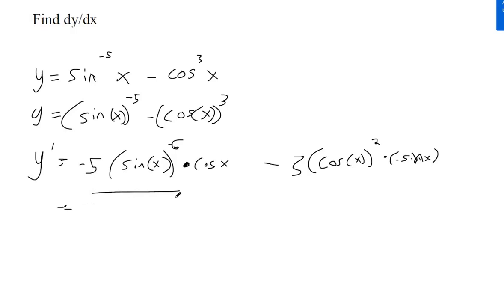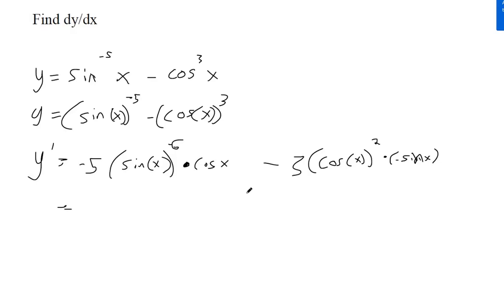This term is fine. We can keep that the same. This term, negative times a negative, makes a positive. And I guess, I don't know, there's not much else we can do. We could factor out a cosine of x from both terms, but I don't see how that makes it much nicer. So that's good enough for me.